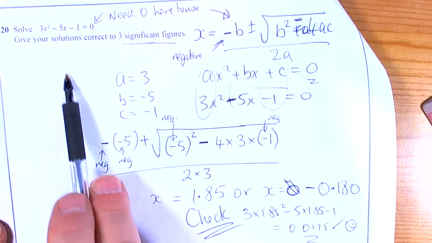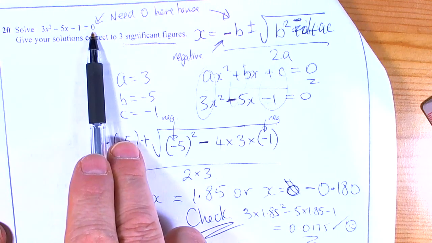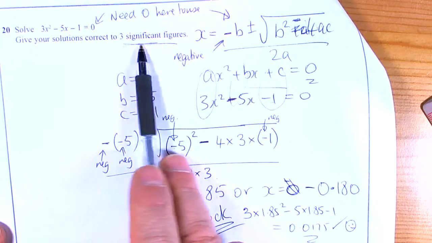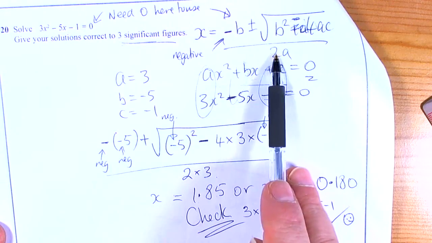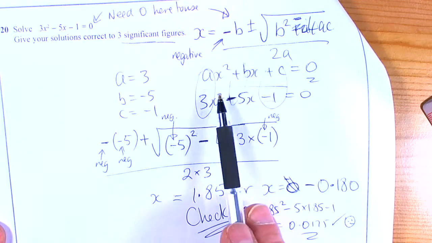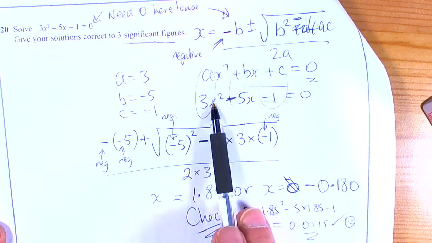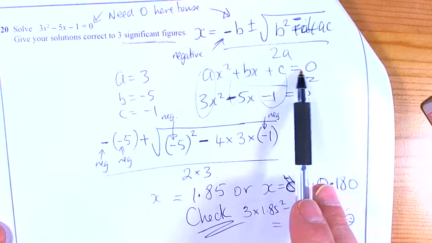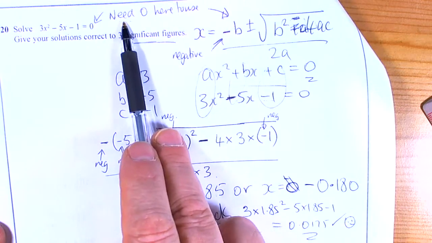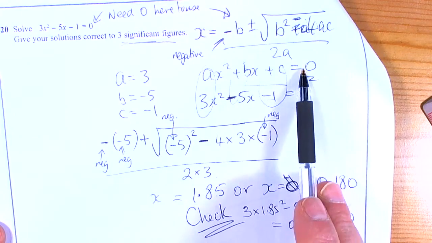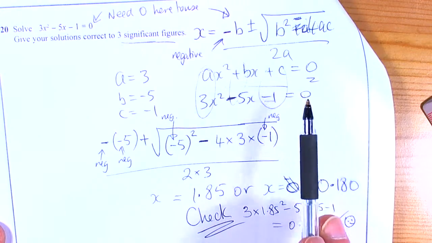So again, when you're solving quadratic equations on a calculator paper to 3 significant figures, the formula is usually the best way to do it. I say completing the square will work, but not so easy when you've got 3x squared. And you compare the original quadratic equal to 0. Again, remember, always make quadratics equal to 0 when you want to solve them on a calculator paper.